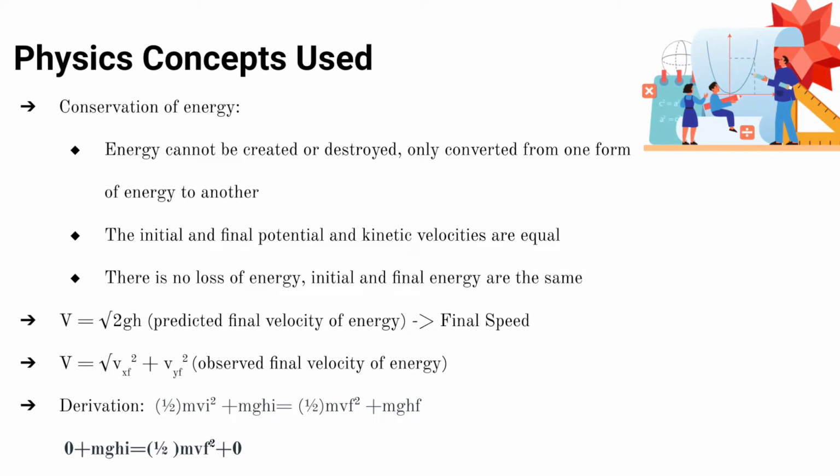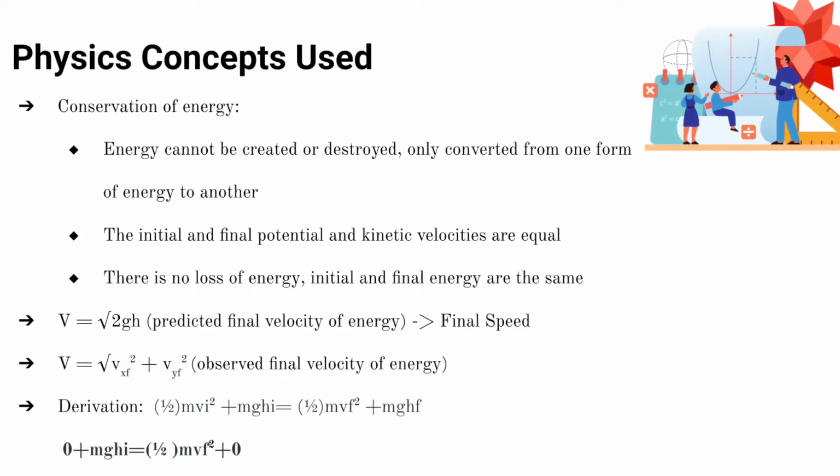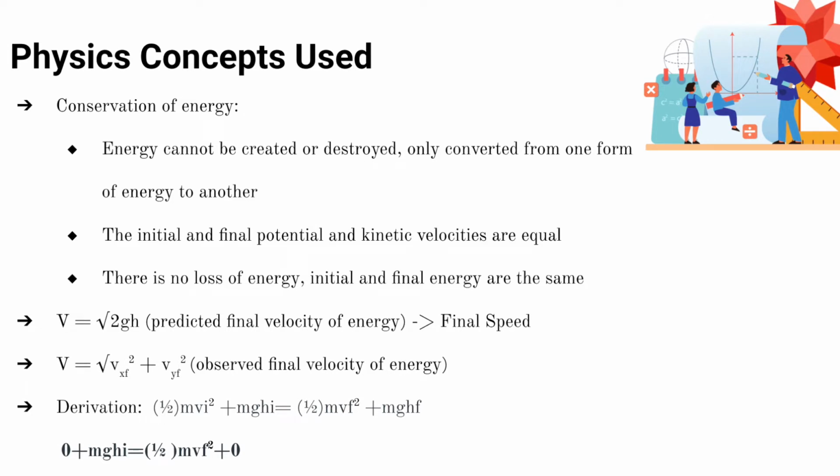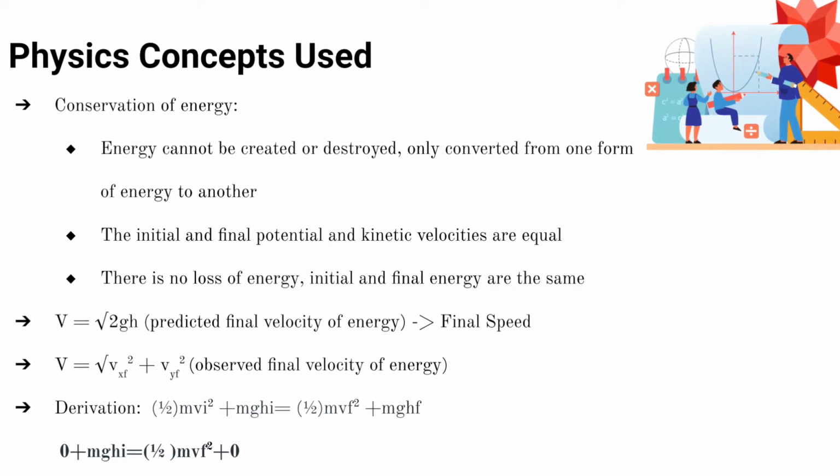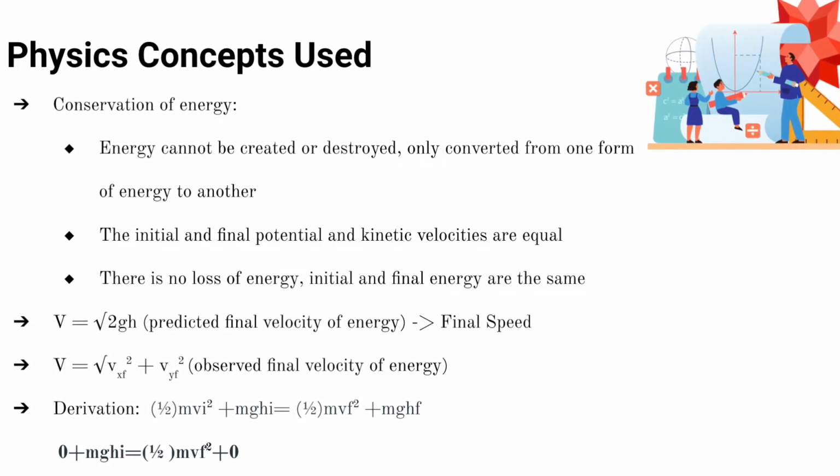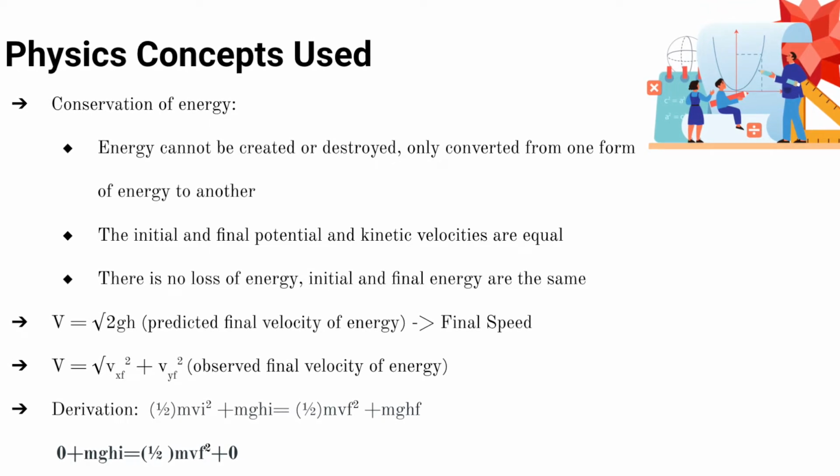The velocity versus time graphs will provide the x and y components of the system, which will help calculate and compare the predicted and observed final velocities. We can conclude that the potential energy, mgh, is equal to the kinetic energy, 1/2 mv squared.